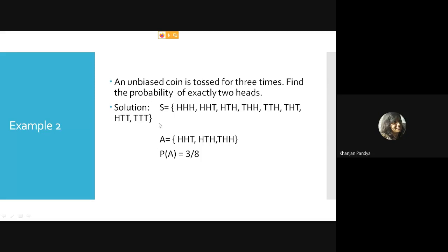Okay. So A is the event of exactly two heads. Right. You are having two heads, not more than two, not less than two. That means two. So we are finding exactly two heads. This HHT is having two heads. HTH is having two heads. THH is having two heads. So probability of A will be 3 out of 8.